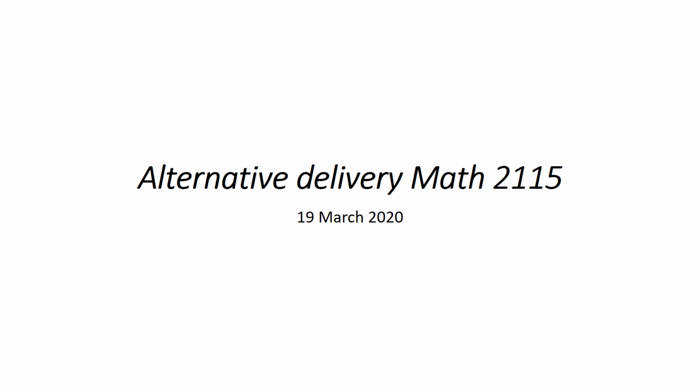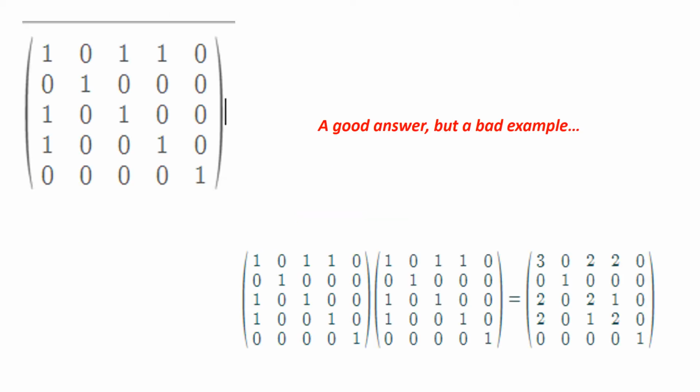Hello, this is the alternative delivery for Math 2115. First thing I'd like to do is maybe give you a simpler answer than what I gave in one of the solutions to the last one. The question that was posed was, if you have an equivalence relationship and you want to know everything that is in the equivalence class of a given element x, and you have a relation on x and x that is an equivalence relation, what's the easy way to do it?